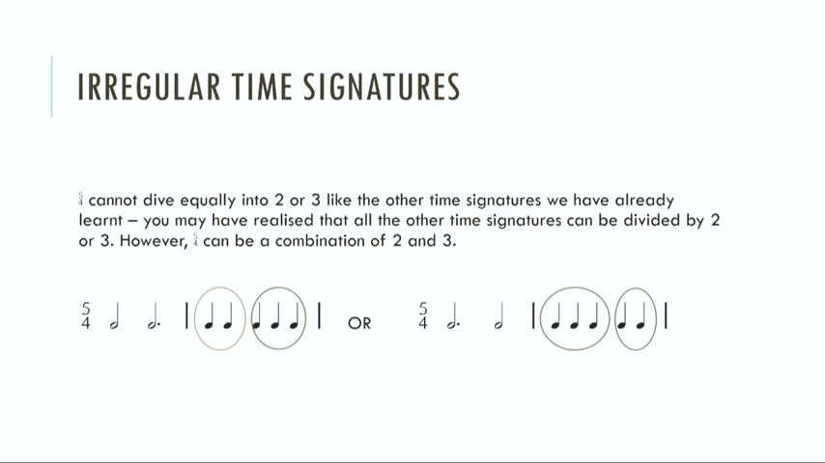Or it can be 3 pulses and 2, like in the second example, 3 plus 2. So if we were performing it, it could be 1, 2, 3, 4, 5. 1, 2, 3, 4, 5. 2 pulses in a bar.